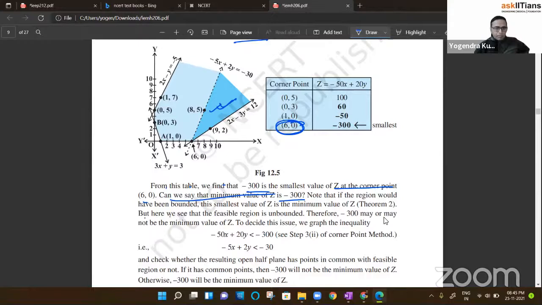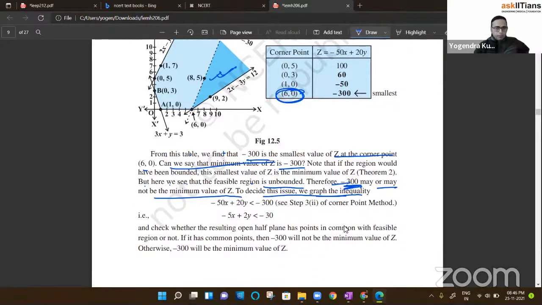So what we see here is that the feasible region is unbounded. Therefore, minus 300 may or may not be the minimum value. To decide this issue, we graph the inequality. Okay, this inequality is there. Which inequality? This one. We will graph this.